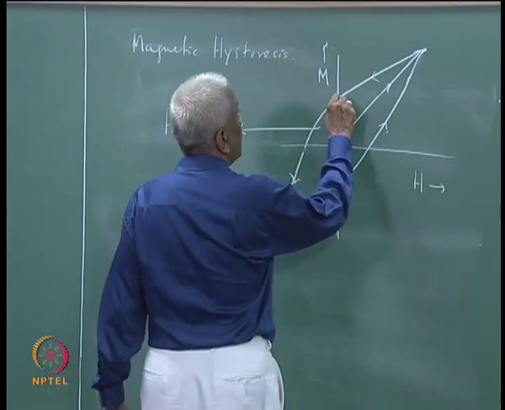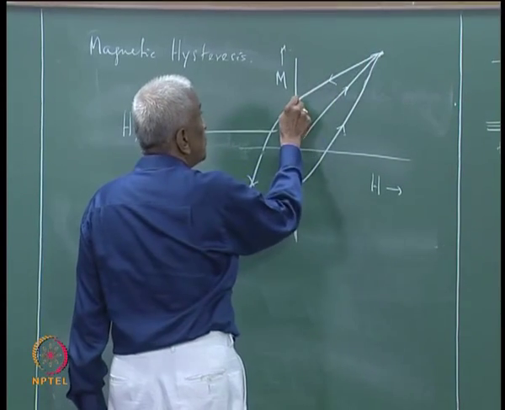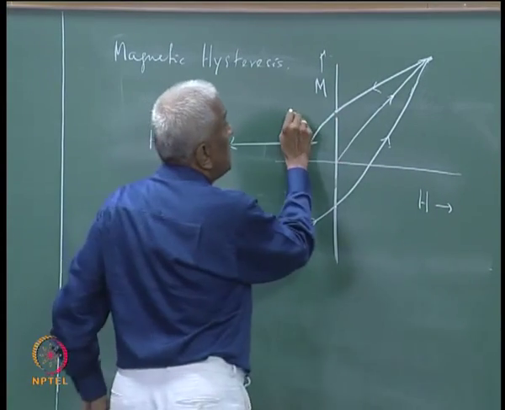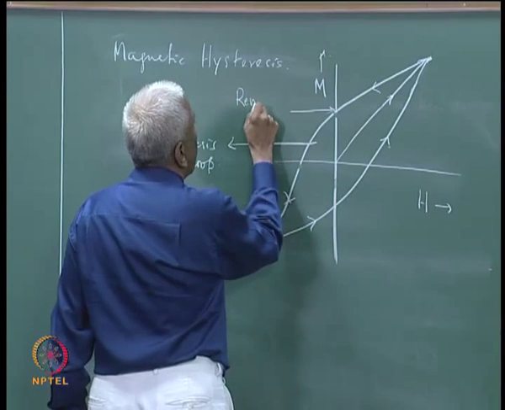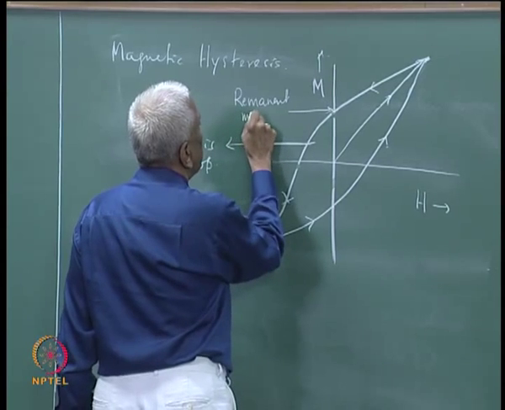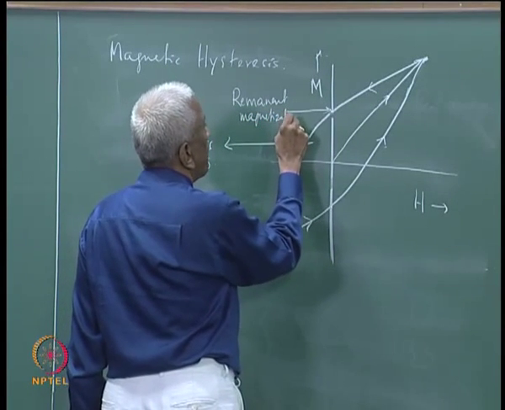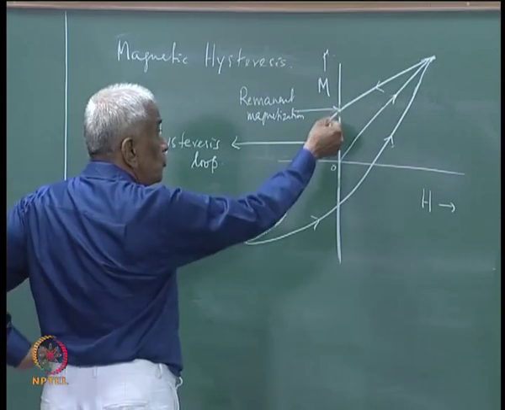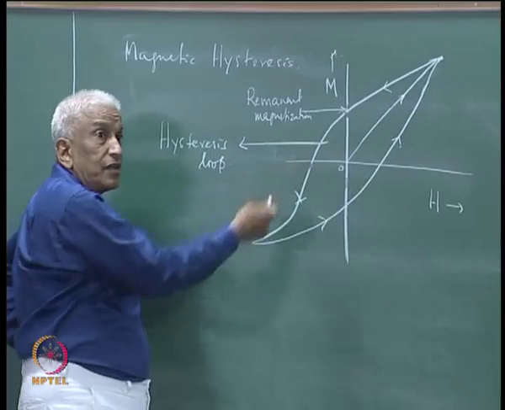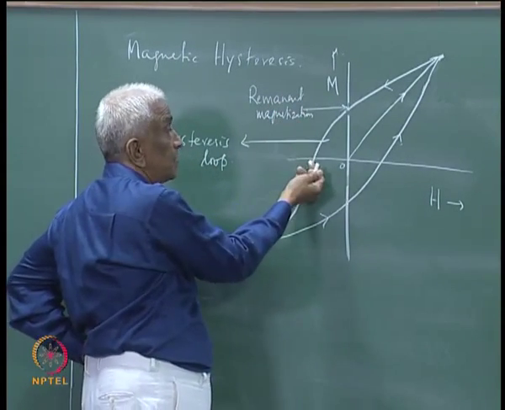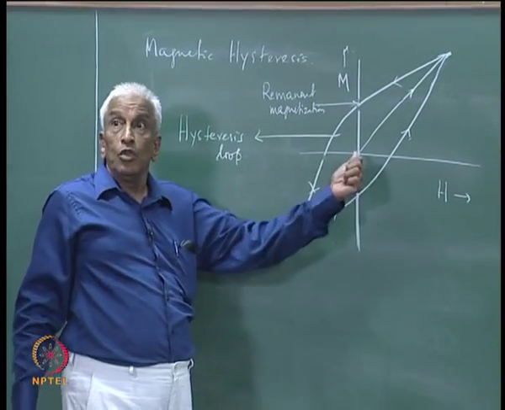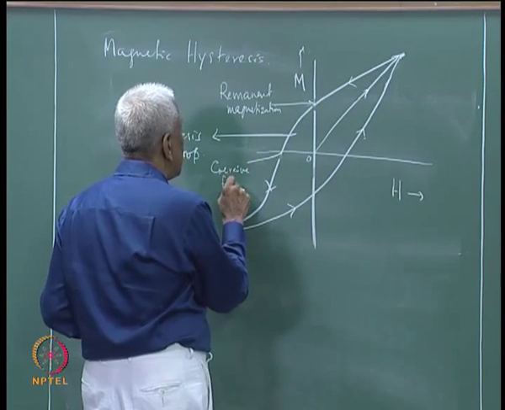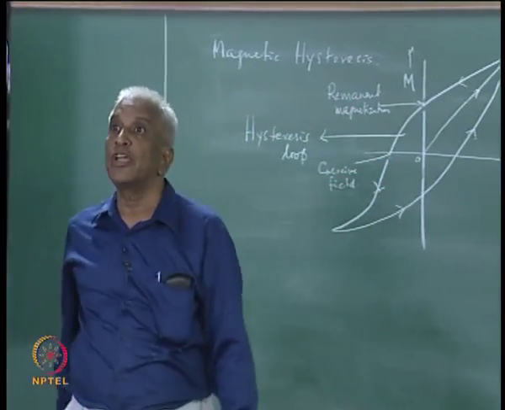Now, when you come back from a positive value to 0 field, it is seen that the magnetization does not become 0. There is a remnant magnetization in 0 field, and then when you reduce, you need to have a field in the opposite direction which demagnetizes and makes this remnant magnetization 0. So, you need a coercive field, this is known as the coercive field, which coerces the remnant magnetization to become 0 again.